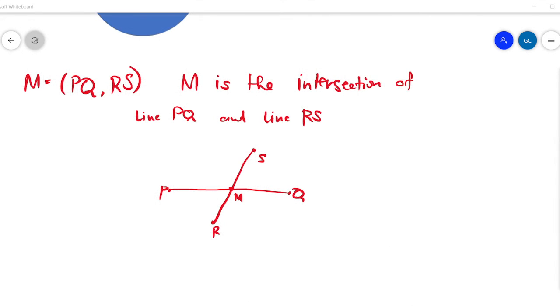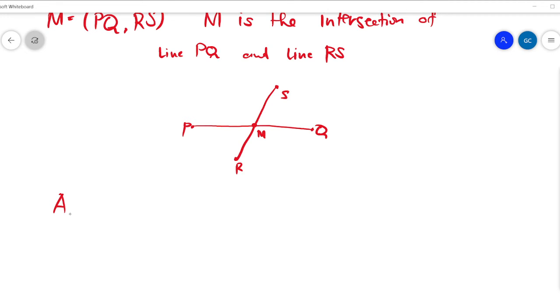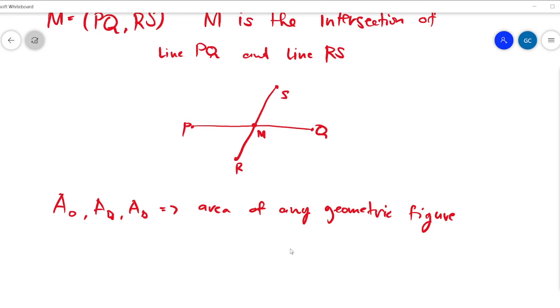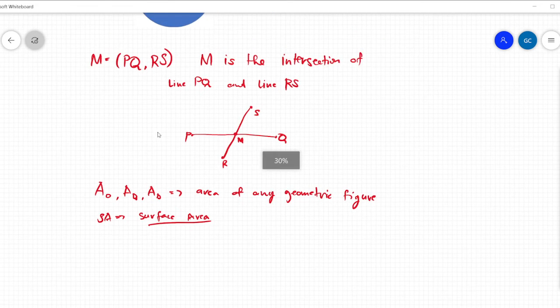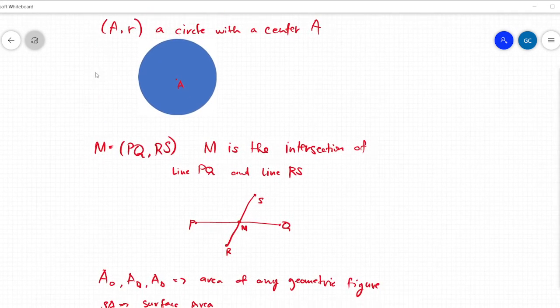Alright. So for other notations, of course we will be using A sub something, may it be a circle, a square, or a triangle. This signifies an area of any geometric figure. Okay? So lastly, we will be using SA as the surface area. Okay, so that's all of the notations that we'll be using for this part of the course. We may encounter other notations regarding geometry, but mainly we will be using these notations for our course.